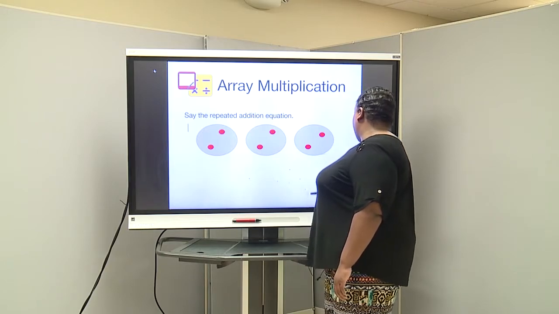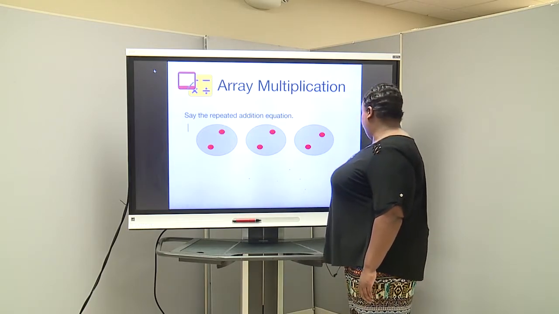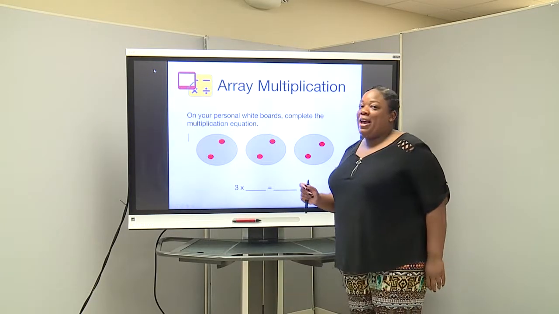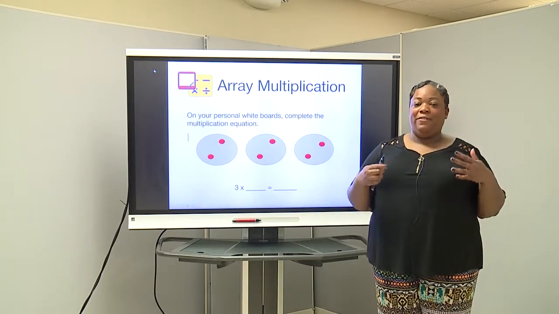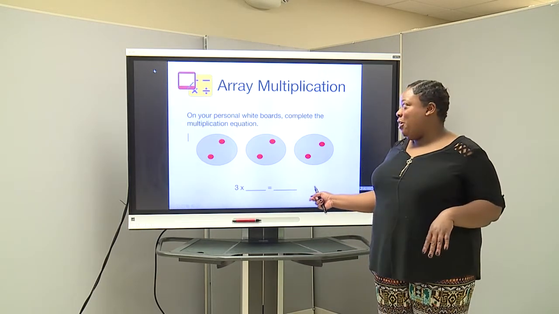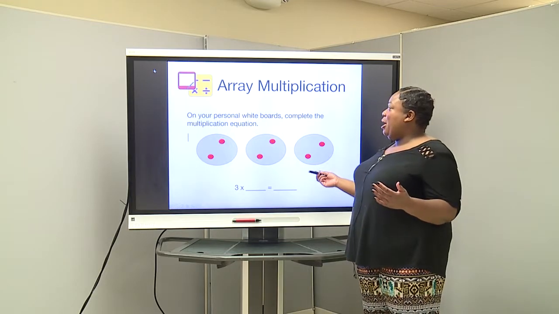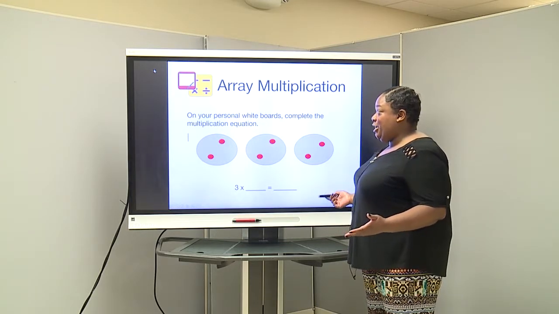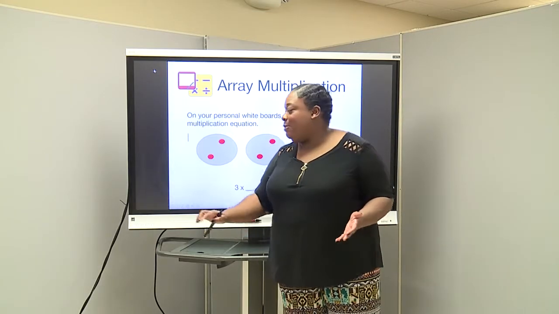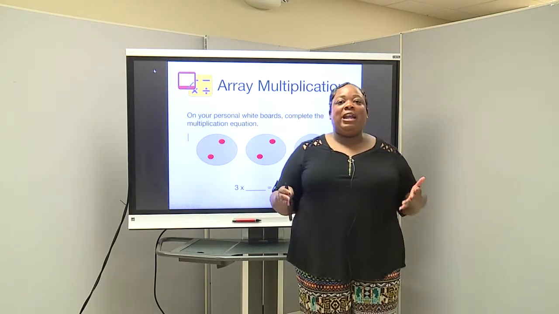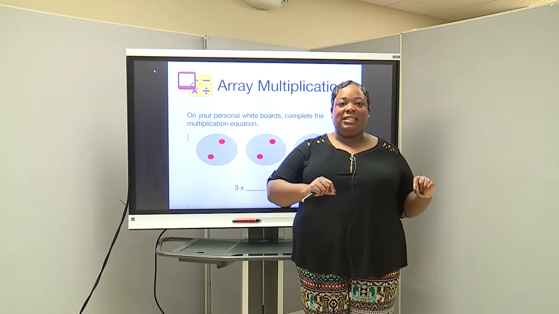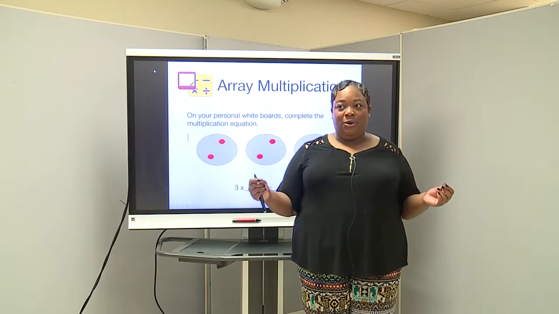All right, let's move on. You guys, if you have paper at home or a personal whiteboard, let's go ahead and fill in the blanks for this equation, all right? It says on your personal whiteboards, complete the multiplication equation. So you kind of have to know the formula for multiplication to be able to complete this. Now remember what I said the formula was. It's the number of groups times the size of the group equals the total, okay?